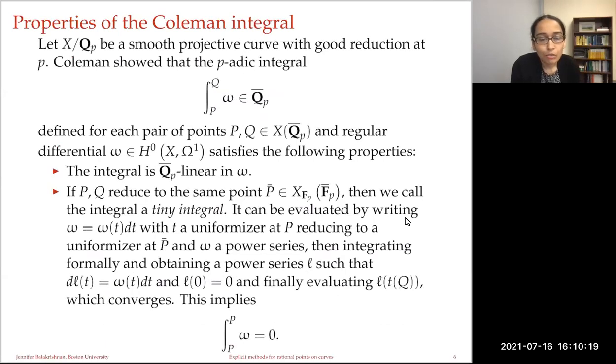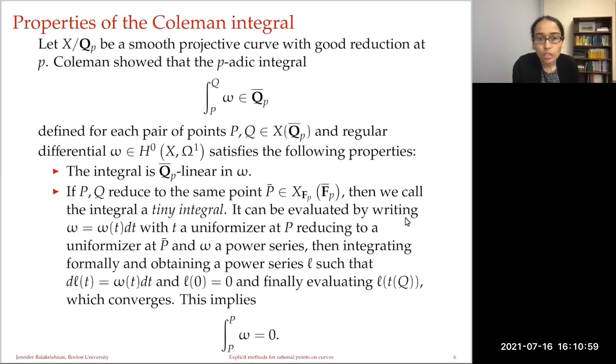But maybe I should just say a few words about some of the properties the Coleman integral satisfies to convince you that this is a reasonable thing to try to compute, and that there are indeed several nice properties that we can see here. So if I take a smooth projective curve, just to simplify the discussion over Qp, and I'll assume it has good reduction at p, Coleman showed that this p-adic integral between 2 points P and Q of a regular one form omega satisfies these properties. So first, the integral is linear, is Qp-bar linear in the integrand omega.